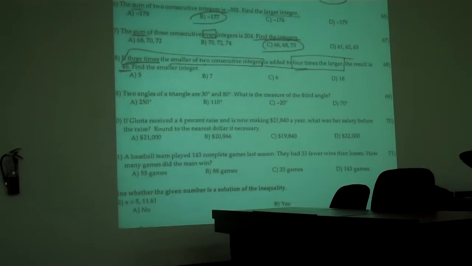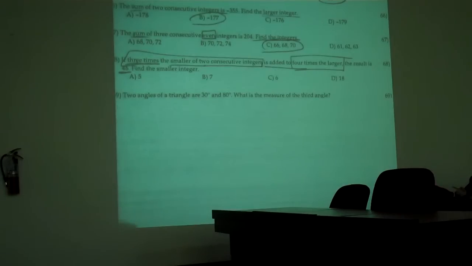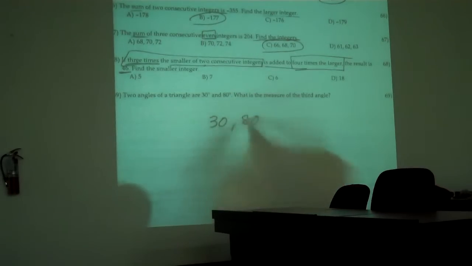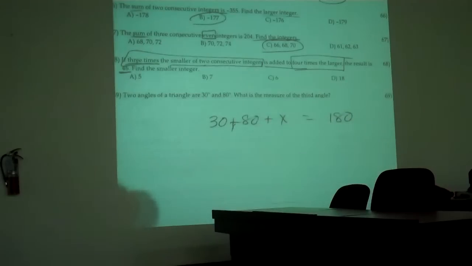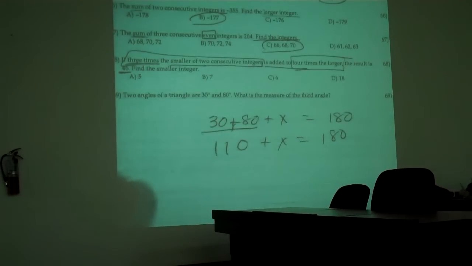Okay. 2 angles in a triangle are 30 and 80. What's the third angle? So they all three add up to 180, right? So you know that 30 plus 80 plus the other angle are going to add up to 180. So that's 110 plus that angle is 180. So subtract 110, the other angle is 70. 70 degrees.